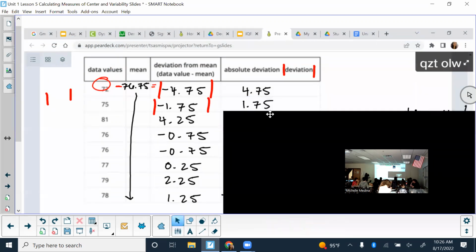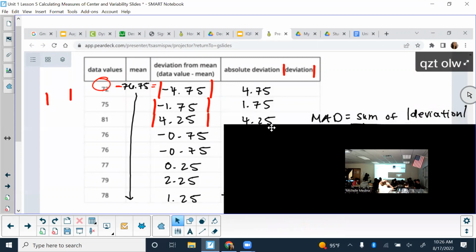1.75. What does it do to non-negative numbers? They stay positive. Some kids think they become negative, they don't. So the absolute value of 4.25 should be 4.25. All right, do that for the rest of them, and then we'll make sure that we are all on the same page for absolute value.